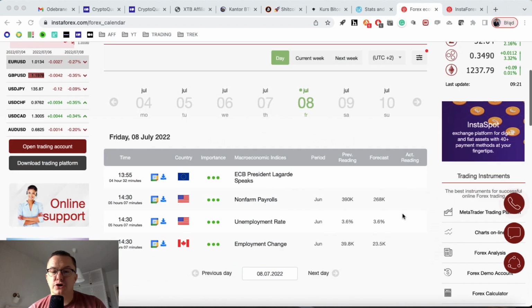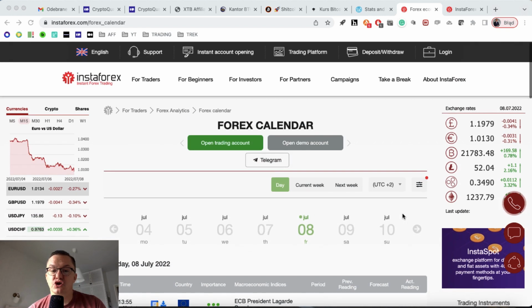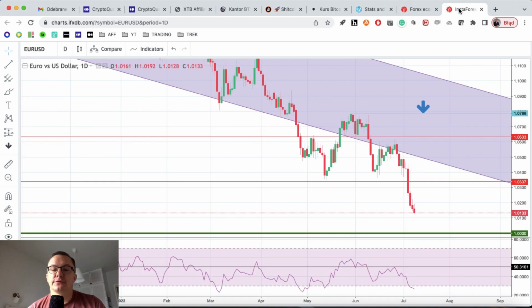So after this short Forex calendar overview and my own remarks, let's jump to the technical part and see what is going on, of course, on the euro dollar first. The daily time frame chart of the euro dollar doesn't look good at all. However, it does exactly what we thought it would do before.